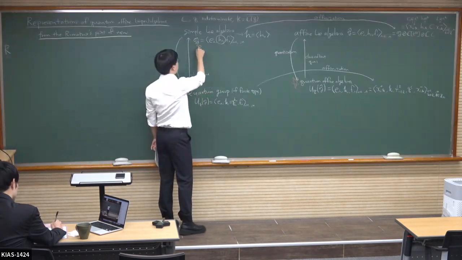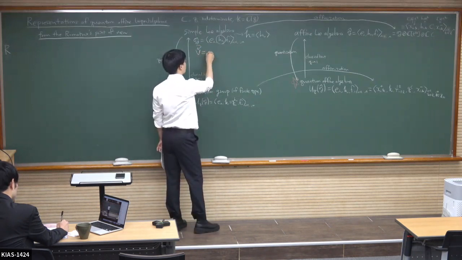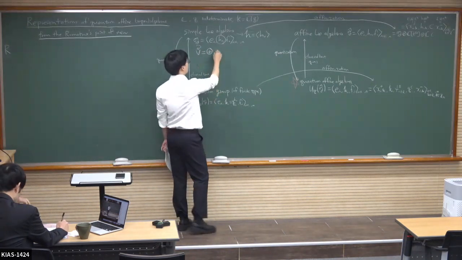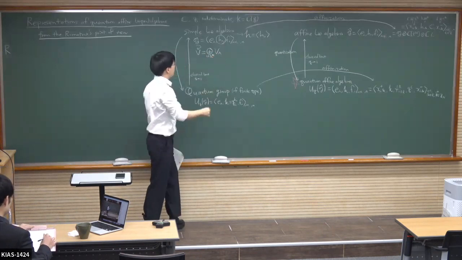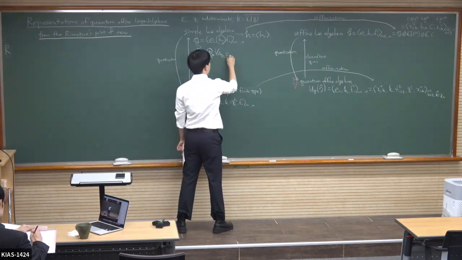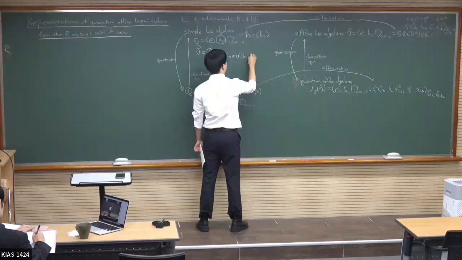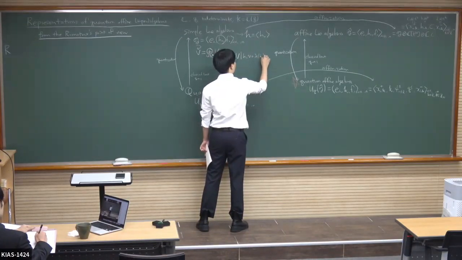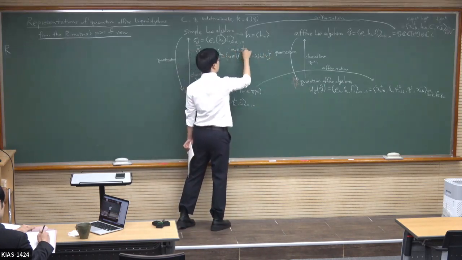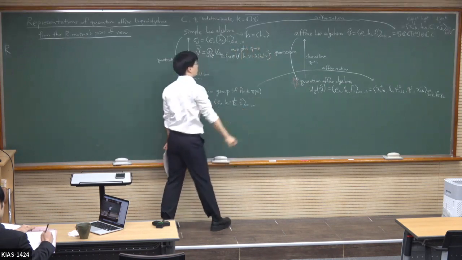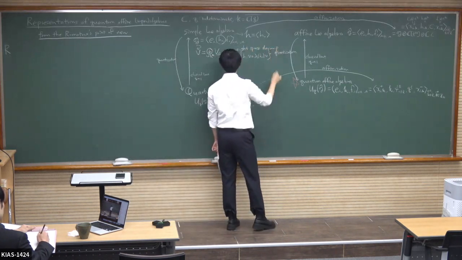For the representations of this simple Lie algebra, it is very useful to assume that it has a weight space decomposition. Here lambda is in the dual of this Cartan subalgebra, where V_lambda is defined to be the simultaneous eigenspace of the h_i, defined by h_i v = lambda(h_i) v. As I said, this is called the weight space decomposition, and I always assume that every representation has this weight space decomposition.